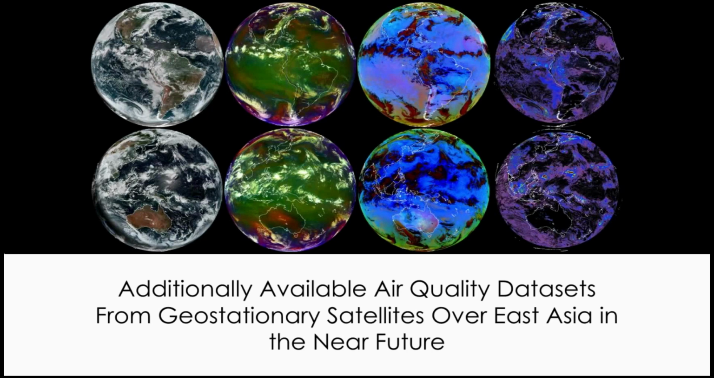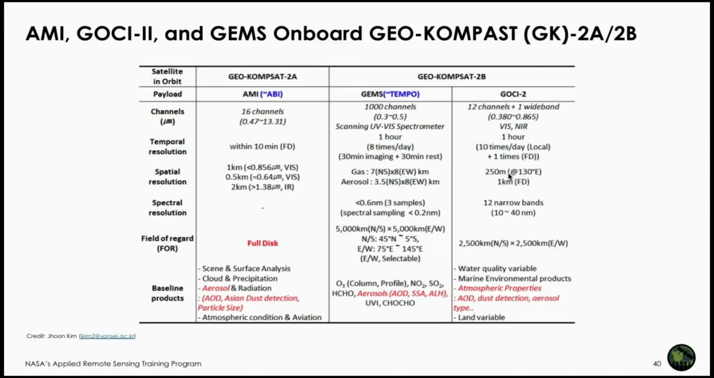The last part is the additionally available air quality data sets from geostationary satellites over East Asia in the near future. This is the main information for the GeoKompsat 2A and 2B, which is the next generation of geostationary satellite operated by Korea.